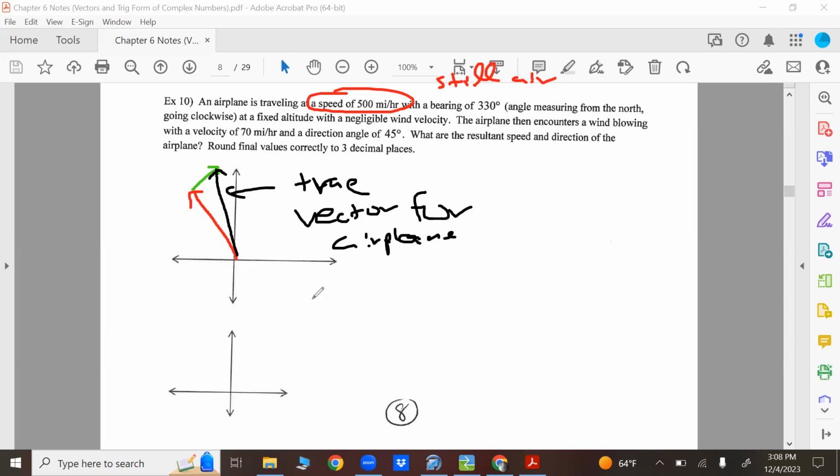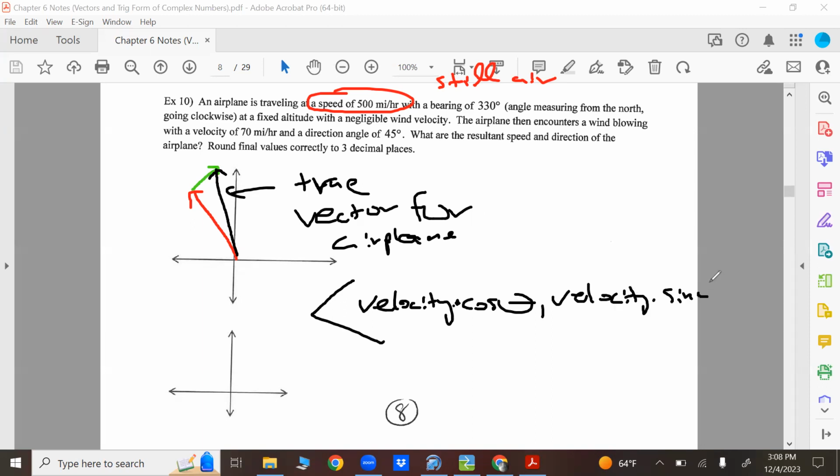Here's what you do, guys. You write each vector like this. You take the velocity times cosine theta, velocity times sine theta. That's what you do. So you're going to break it down into its components. So we'll do it for the airplane.